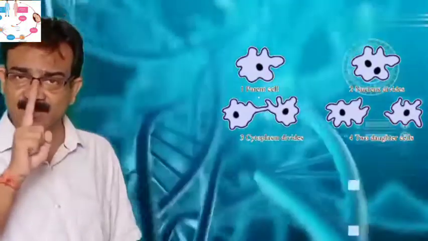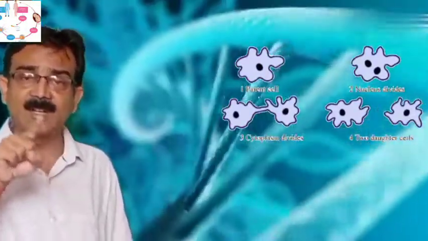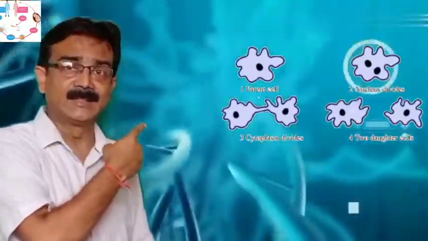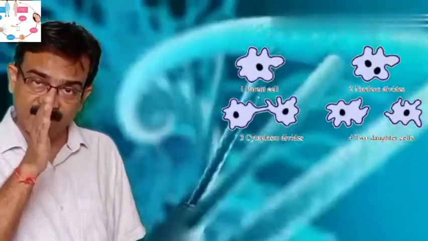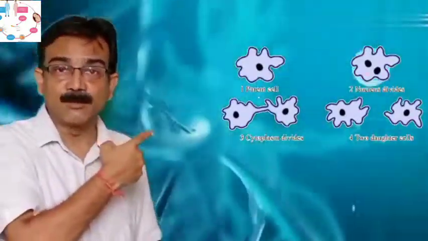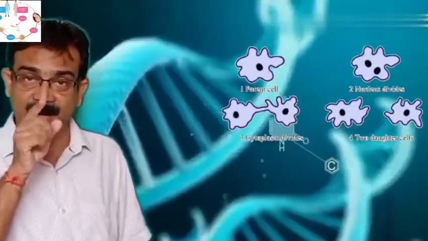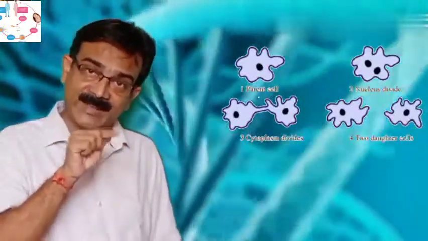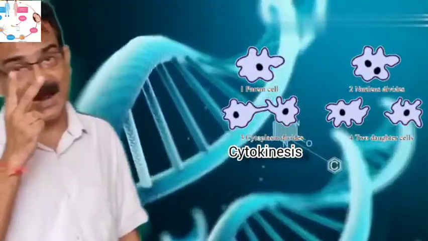Binary fission, the first is what? Karyokinesis. Karyokinesis means the division of the nucleus. Then in the next image you are observing that after division of the nucleus, the cytoplasm of the cell is also going to divide. After the completion of karyokinesis and cytokinesis, two daughter cells are formed.